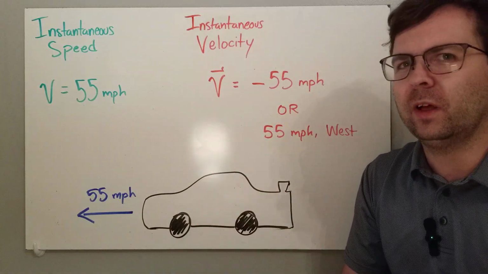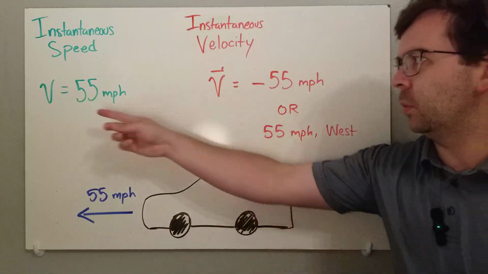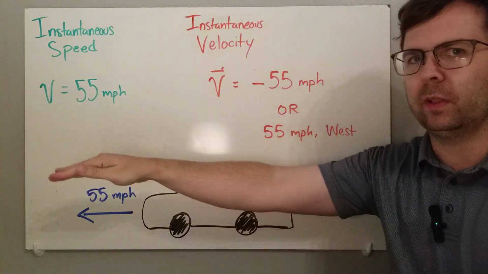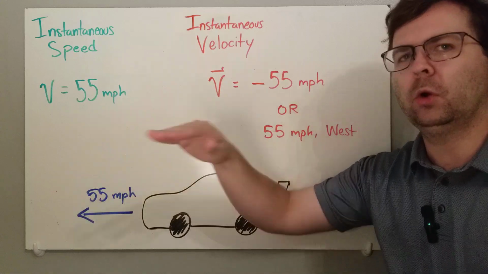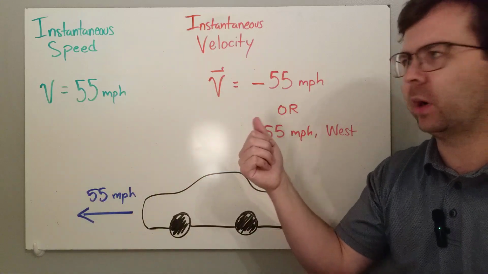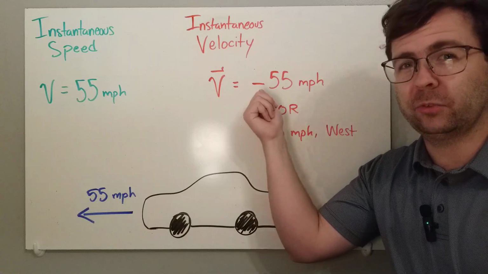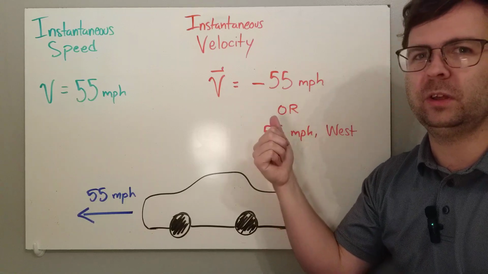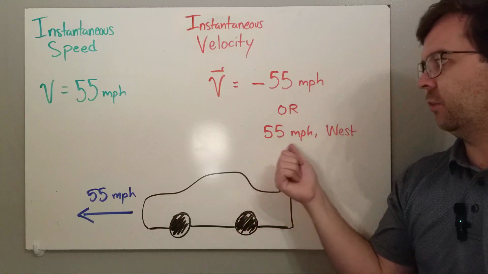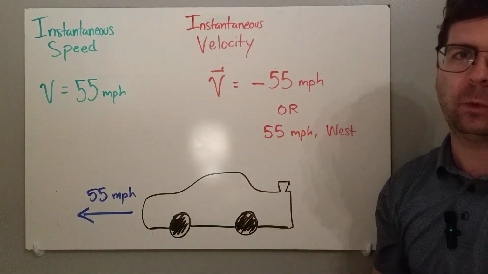The instantaneous velocity, we would write that. The only difference here is we add the direction. And so we say it's moving to the left, or maybe it's moving west or south. And so we signify that direction with either a negative sign, so it's moving at a velocity of negative 55 miles per hour, or we would say 55 miles per hour west, for example.